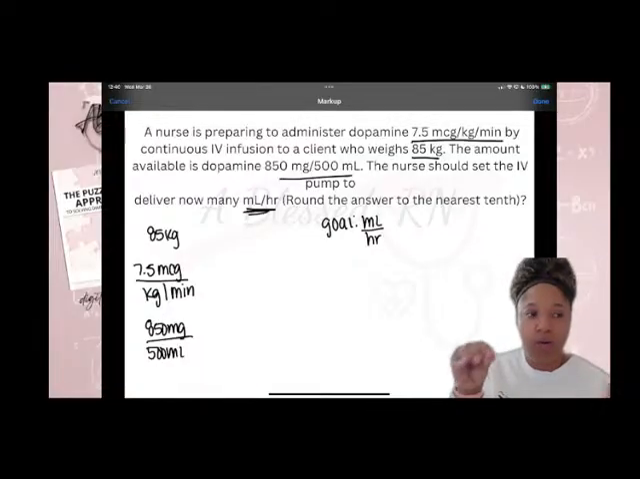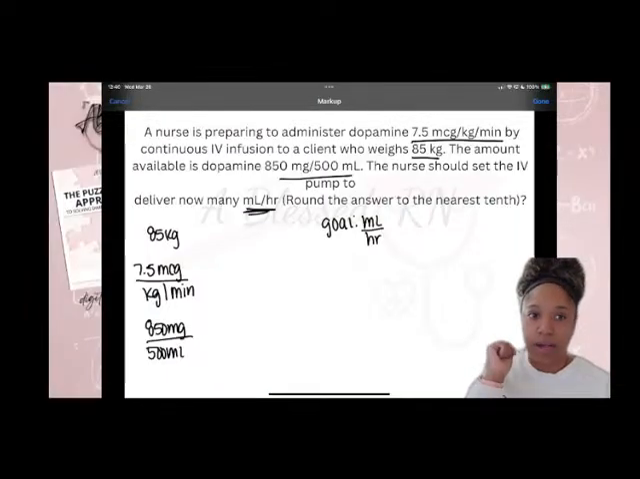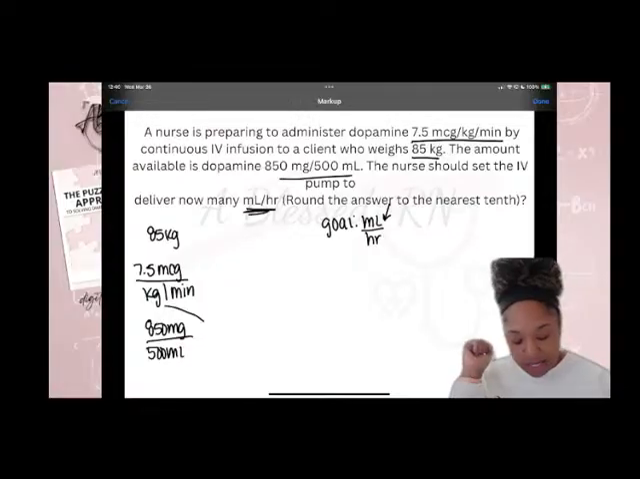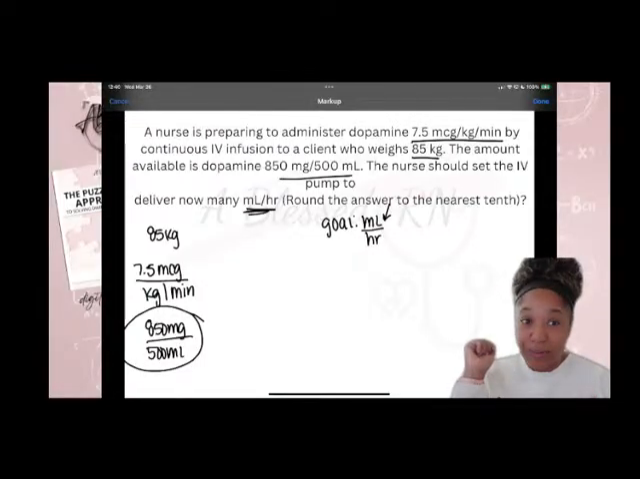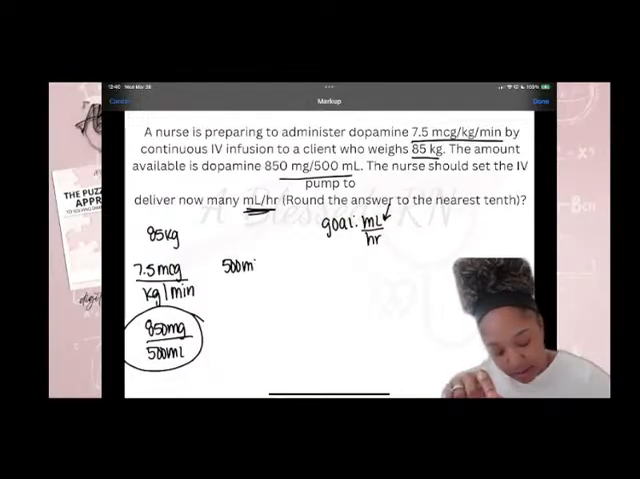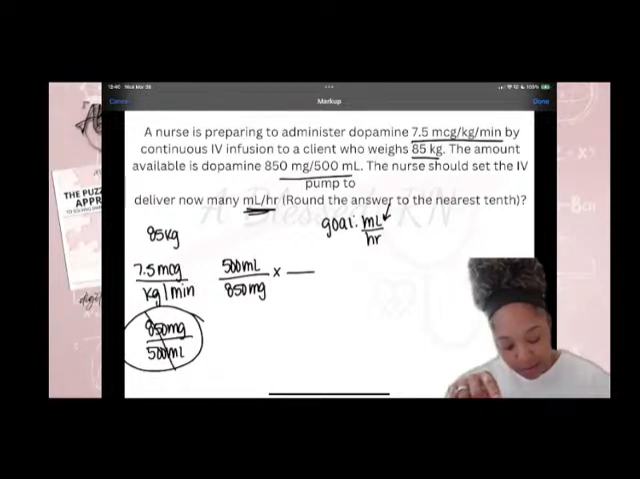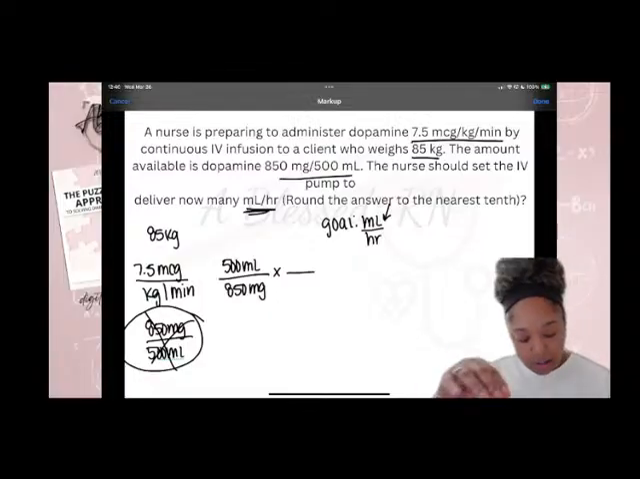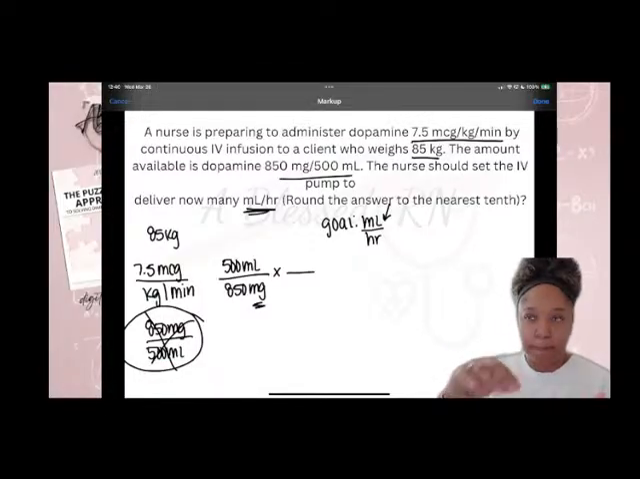What are we going to start with if my goal is milliliter on the top and hour on the bottom? Whatever has the milliliters in it, okay? My medicine concentration, that's liquid. I'm going to start with my milliliters, okay? So it'll be 500 ml over 850 milligrams. Okay, we've used that piece, right? Once you use a piece in a puzzle, you can't use it again. So it's gone. So we have milligrams on the bottom. Do I have a puzzle piece with milligrams to put on the top to cancel it out?